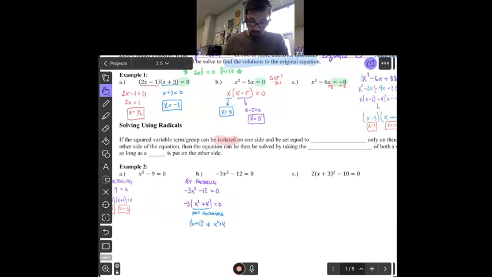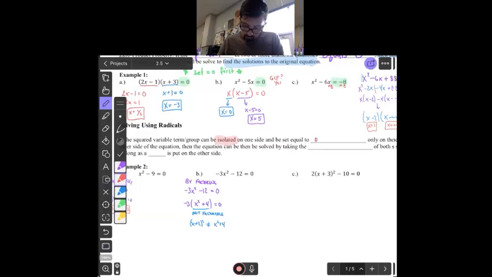So if we can isolate the squared variable on one side and we want to set it equal to a constant, so not 0, on the other side, then the equation will be solved by taking the square root of both sides. And as long as we put plus minus, I know that's something that we've talked about. You got to put a plus minus when you're doing that square rooting.